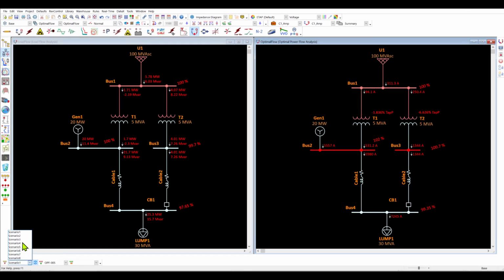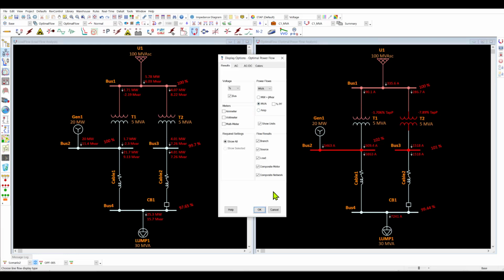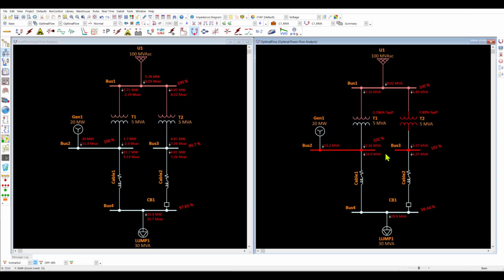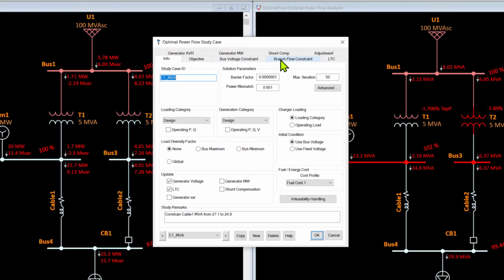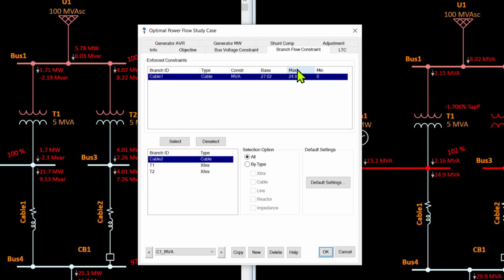We can go ahead and also apply another type of constraint in the system, once again on the cable, but this one is based on MVA. So we can switch over our display option to MVA, and we can see that it's 24.9 MVA flowing through this conductor, which matches the maximum constraint placed on this cable based on an MVA unit.